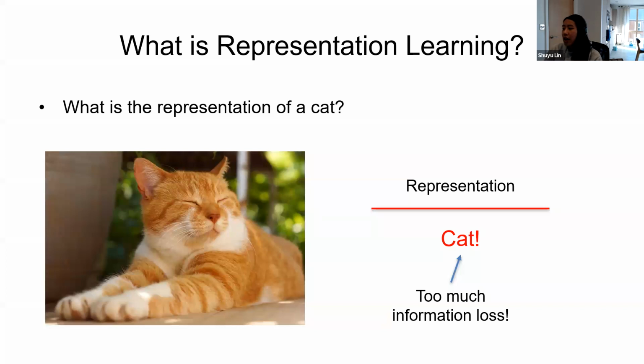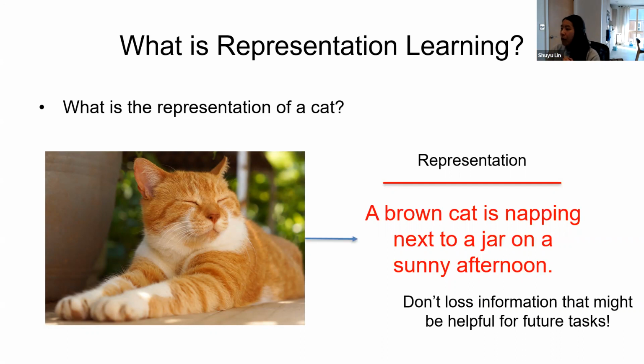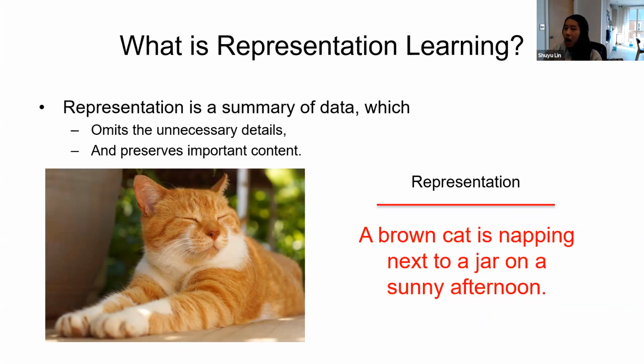Then this little exercise gives us a taste of what kind of representation we probably want to derive from our data. We probably want this representation to be a bit more descriptive of the data, but we also want it to be a summary so that we don't have to deal with tons of millions of numbers at the same time. So I would say a representation is a summary of data, which omits the unnecessary details, but at the same time preserves important context.